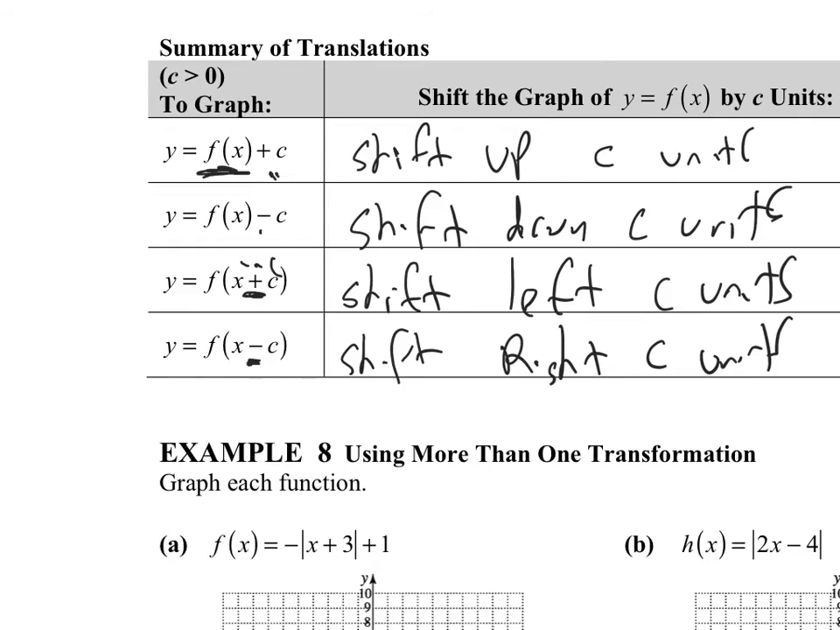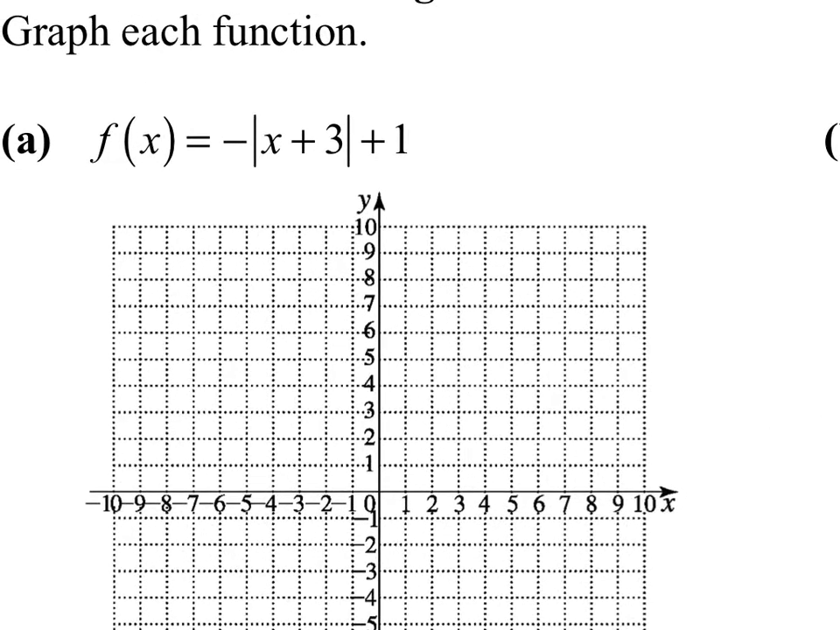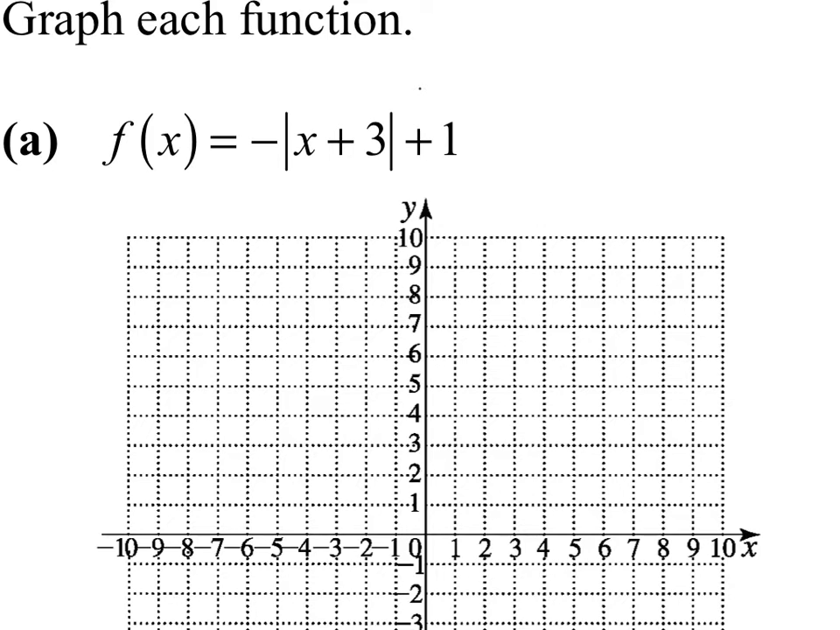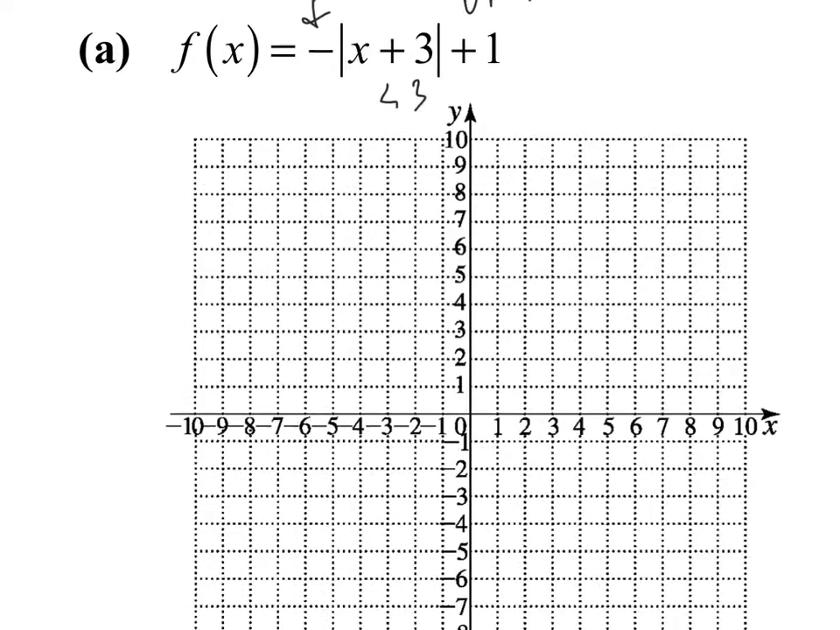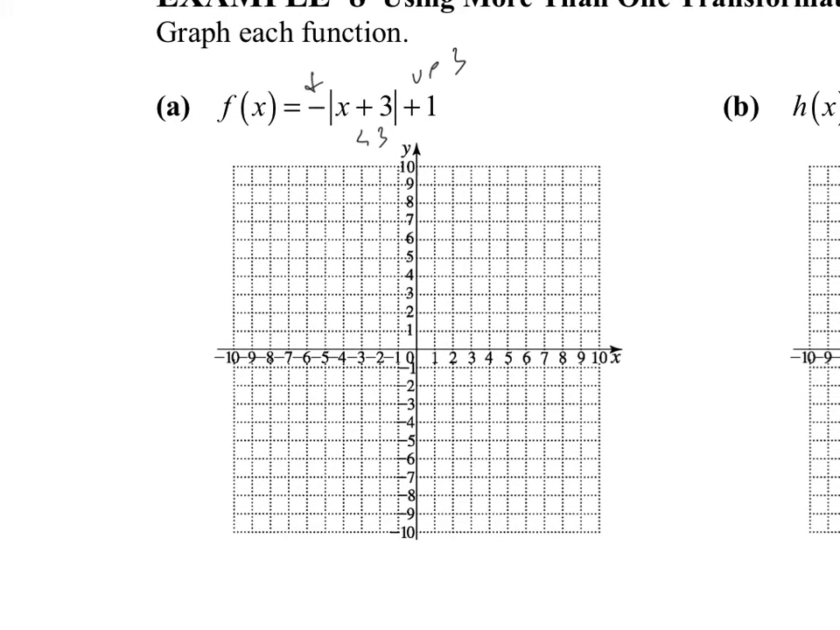Yes, you can put more than one transformation at the same time. Shifting more than one unit, so obviously I'm going to go up 3, left 3, and I'm going to flip. This can get very complicated really fast. So I have to ask myself, which one should I do first? I'm going to move it first, then flip.